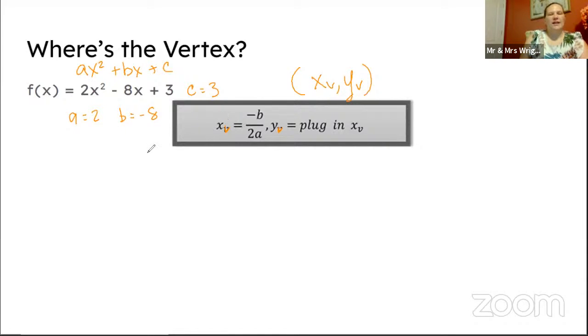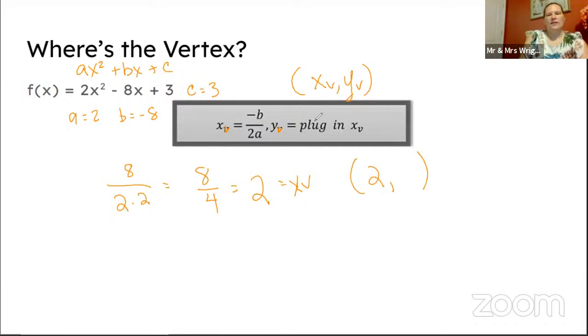In order to get the X, I'm going to do -B. Well, B is -8, so the opposite of -8 is +8, over 2A. So 2 times 2, which is 8 over 4, which is 2. So XV is 2. And now we need to find YV.